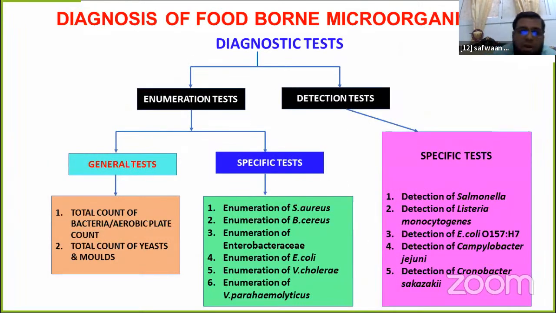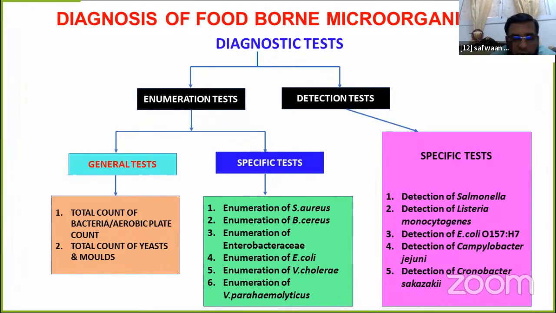Now, coming to the main part of diagnosis. The diagnostic tests in microbiology broadly are of 2 types: enumeration test and detection test. In the enumeration test, we have to count the number of organisms. Under the enumeration test, we have 2 categories: general test and specific test. General test is the total aerobic count of the bacteria and total count of yeast and mold.